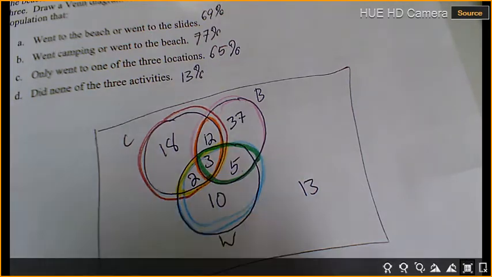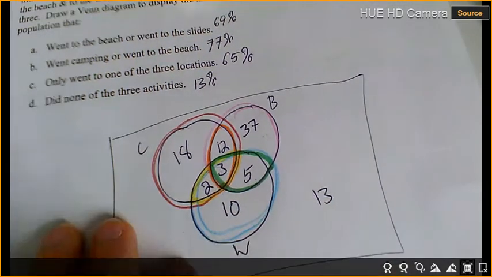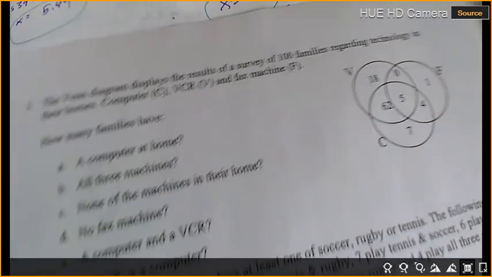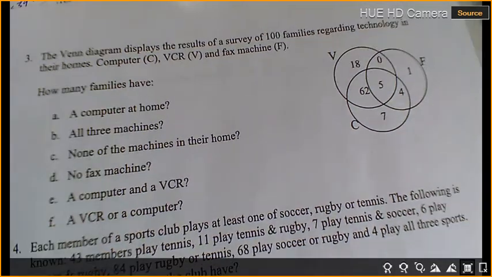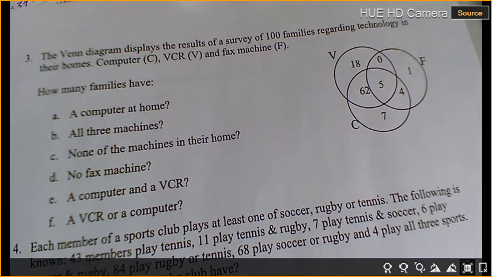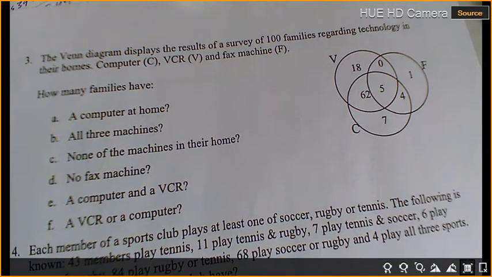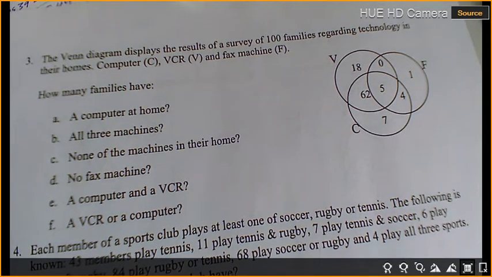Okay. Let's turn it over. We're going to answer these questions in the back. The Venn diagram displays the results of surveys of 100 families regarding technology in their homes. Apparently, this was a million years ago.